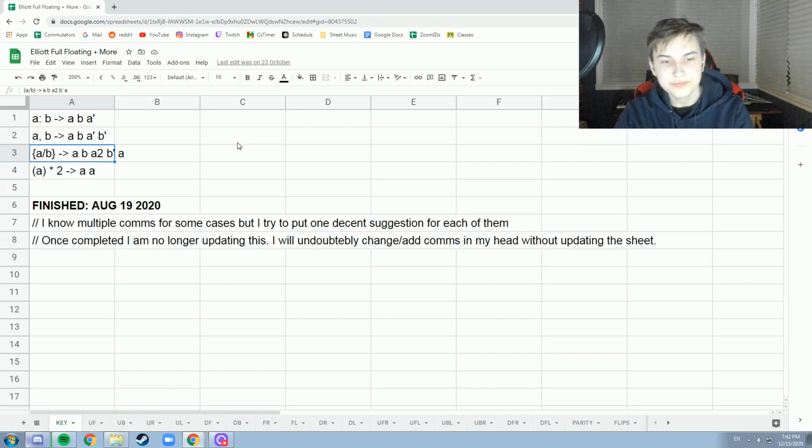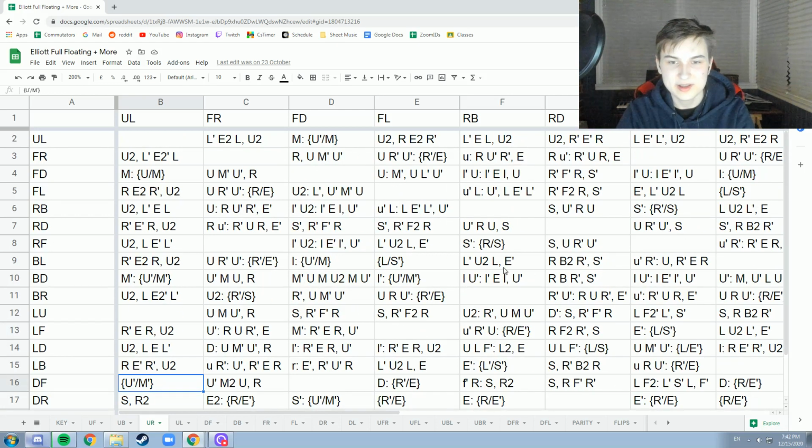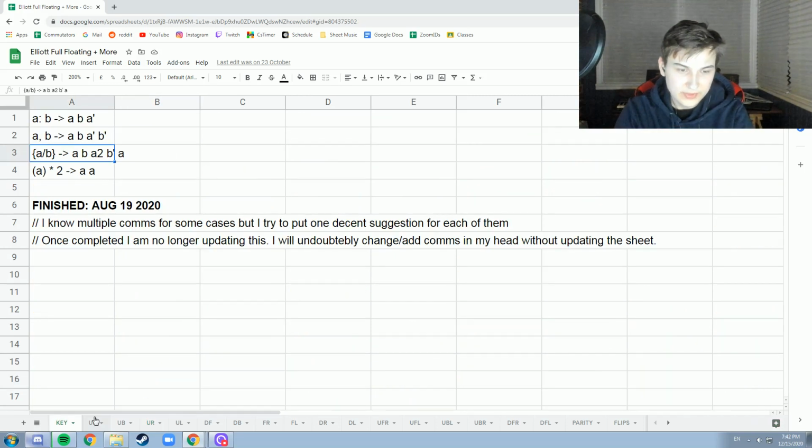So for a good example, this would be like UR ULDF, U prime, M prime, U2, M, U prime. I think I said that right. But this is a good way to represent it, and you see they're all over the sheet. So you've got to get used to that if you're reading this.